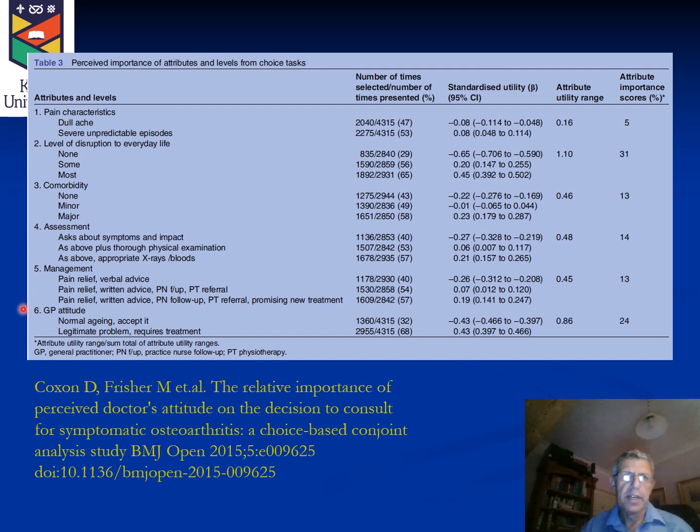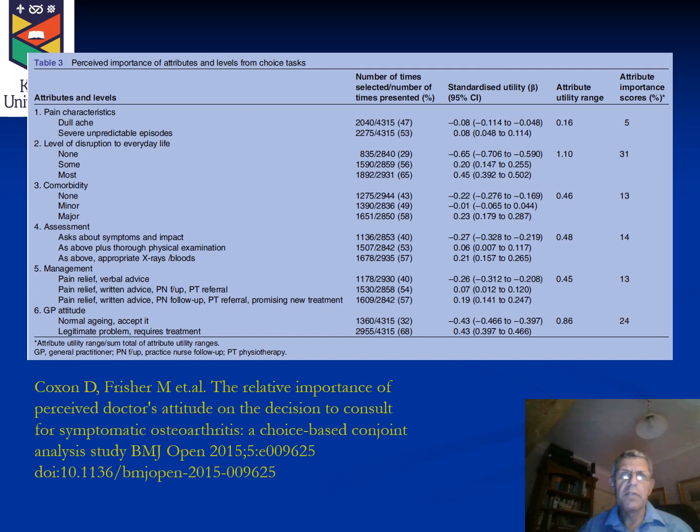So the systematic review led to a new study with a new set of attributes based on the review. Here we can see the attributes and the importance of those attributes as they emerged from the new study. So the most important determinants of the patient's decision to consult the GP for joint pain were the extent to which pain disrupted everyday life and perceived GP's attitude. Thoroughness of assessment, management options, comorbidity and pain characteristics were less strongly associated with consultation.